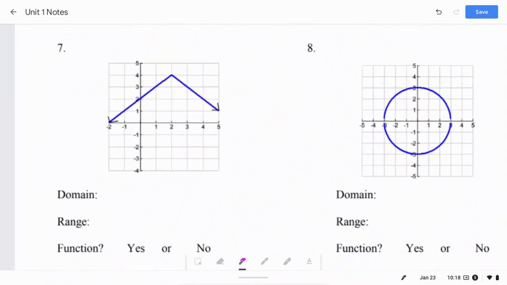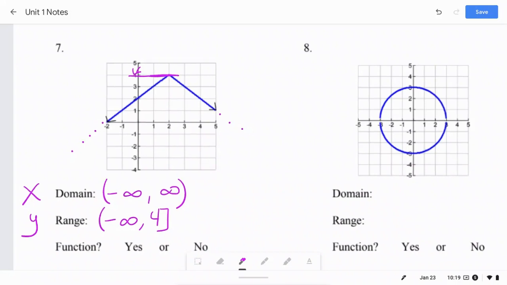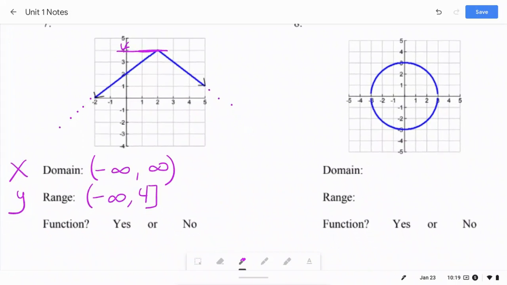In example 7, how far to the left is this graph going? Well, with the arrow, it's going forever towards the left, which is towards negative infinity. And with the other arrow, it's going forever to the right, so towards positive infinity. Then for the range, how far down is this graph going? It's going forever downwards, so forever towards negative infinity. And then how far up does the graph go? It stops here at positive 4 with a bracket. And then does this pass the vertical line test? Yes, so this would be considered a function.